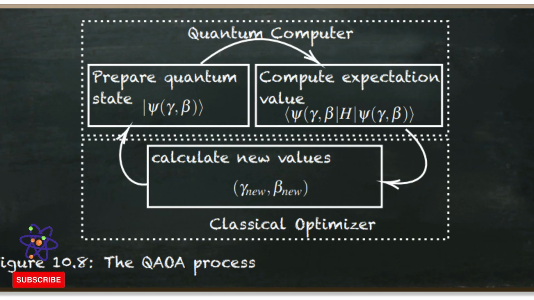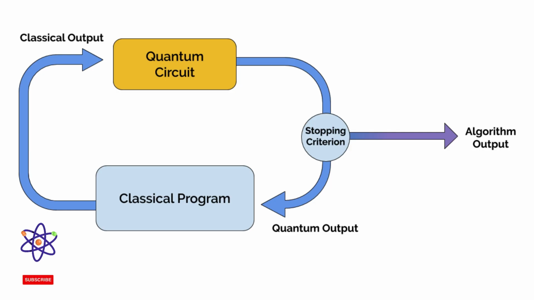Number 4 is the quantum approximate optimization algorithm, or QAOA. QAOA is an algorithm designed for solving optimization problems, a class of problems pervasive in various industries from finance to logistics. It leverages quantum parallelism to explore multiple solutions simultaneously, potentially providing speedup in finding optimal or nearly optimal solutions compared to classical optimization algorithms.